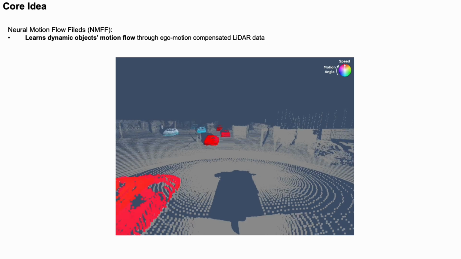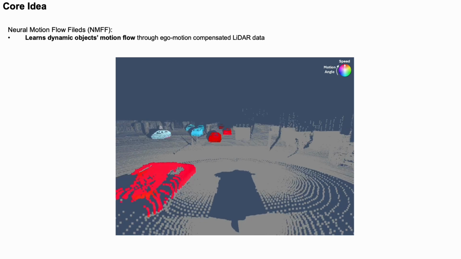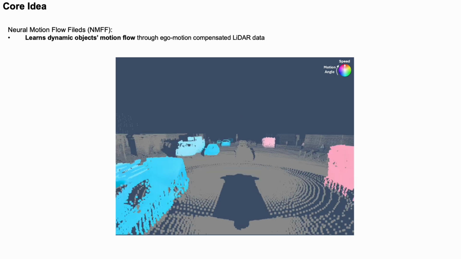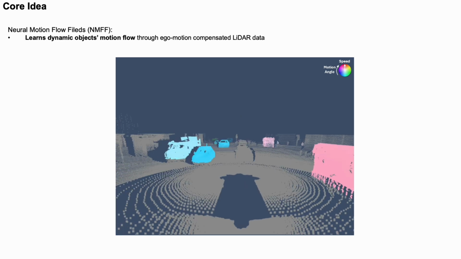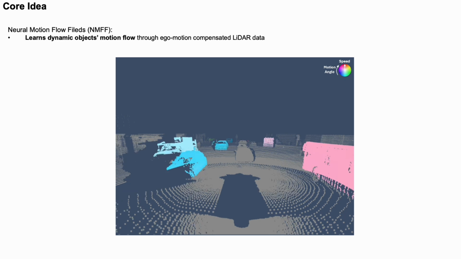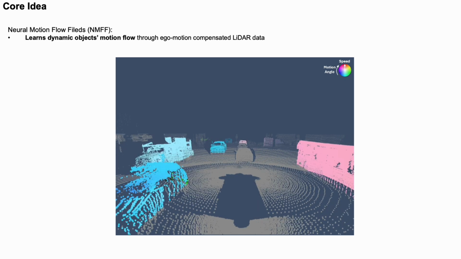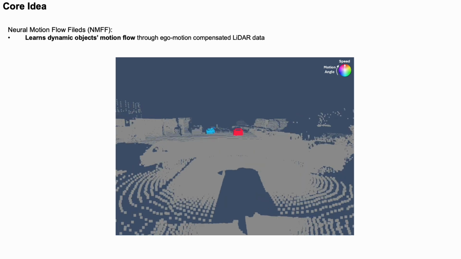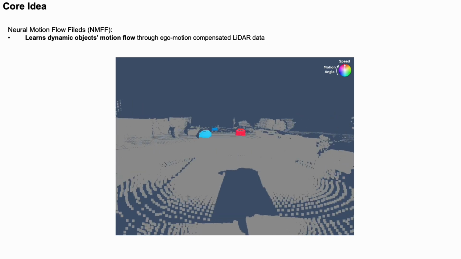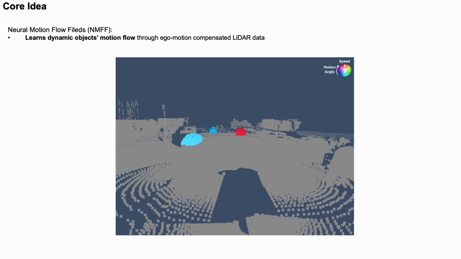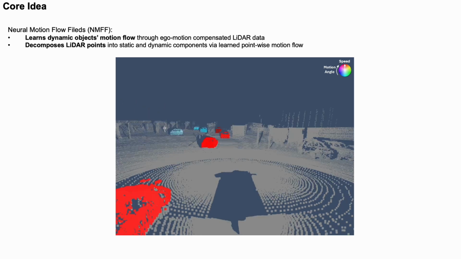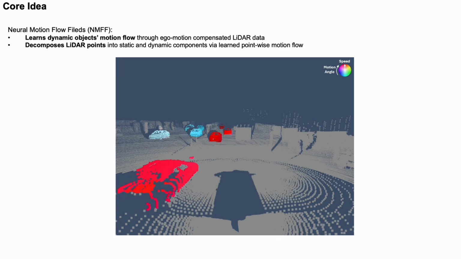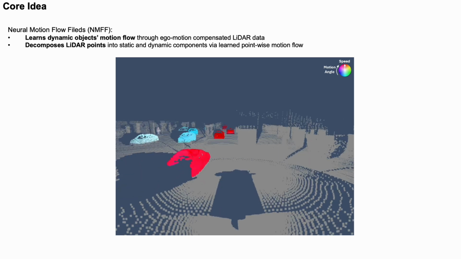We leverage the rich geometric structure in consecutive 3D LiDAR frames to pre-train NMFF with a strong motion prior. By compensating for the ego car motion, we ensure that NMFF learns only the motion of dynamic objects. As a result, the predicted 3D motion flow excludes ego motion and focuses purely on object dynamics. This enables NMFF to effectively decompose dynamic and static elements from LiDAR points using a simple motion threshold.